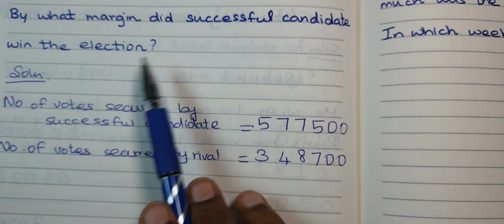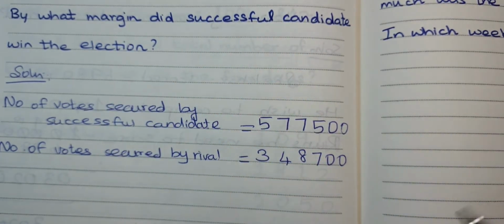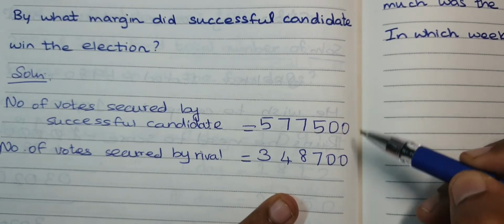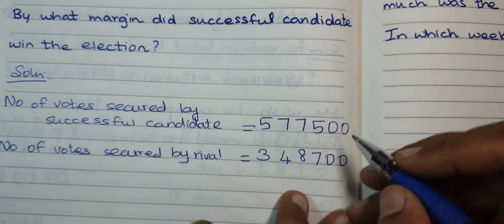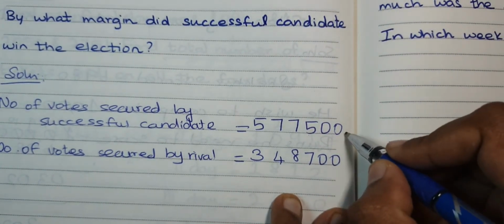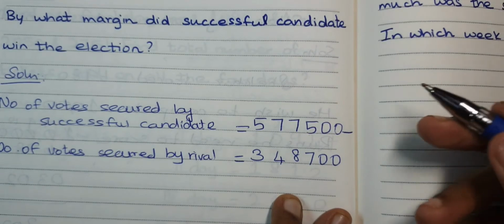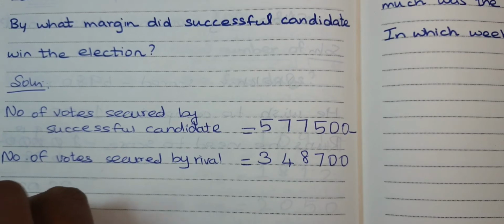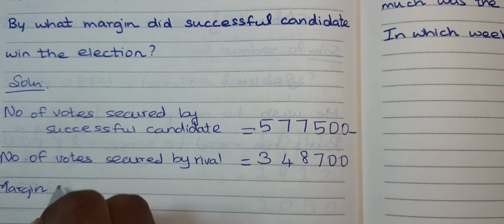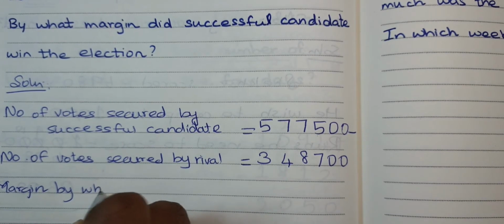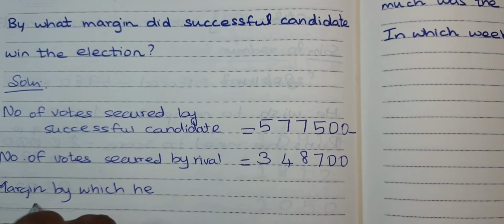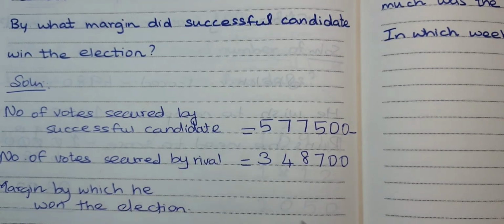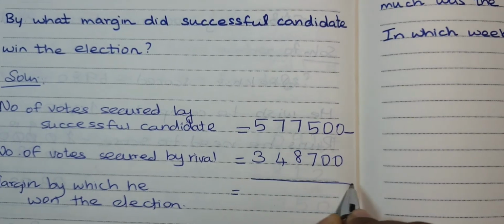Now we have to find by what margin the successful candidate won the election. This is the successful candidate's voting count. By what margin means I have to subtract these two numbers, and if I subtract I will get the answer. I have to find the difference. Difference means subtraction. So the margin by which he won the election is equal to, if you subtract these two, you can get the answer.